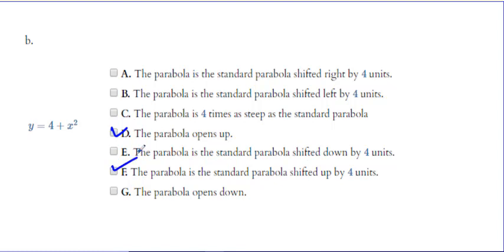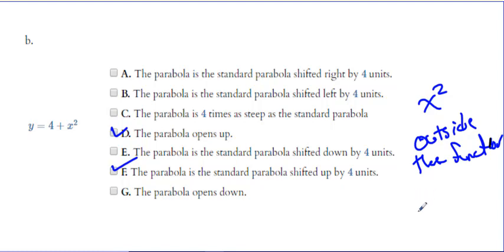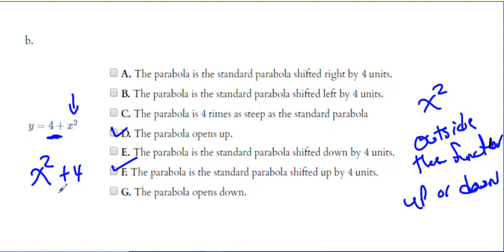So the basic function is x squared. If it's outside the function, it will go up or down. Okay, so this is what I mean by outside. Here's your function, x squared, right? This is outside the function. You could have written it like this, and it would be the same thing. This is outside of it because here's your function.